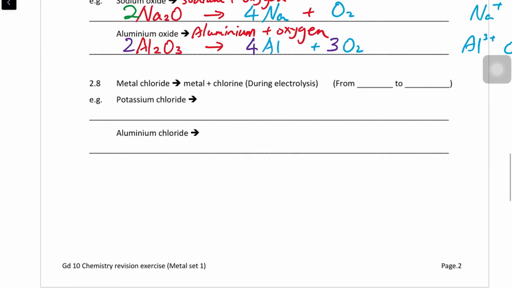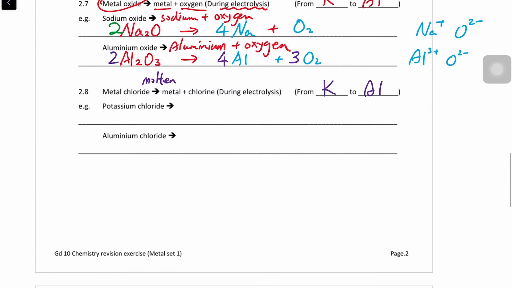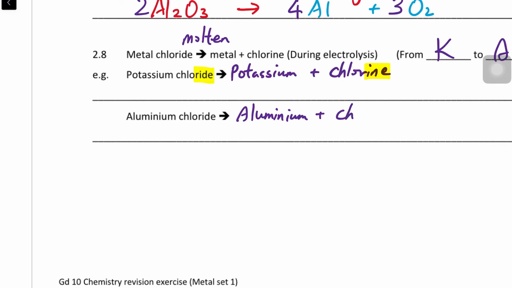And how about those metal compounds which are chlorides? Again, molten state is necessary. And again, this is from potassium to aluminium. So let's see, potassium chloride will become potassium and chlorine. Be careful, the spelling changes. And aluminium chloride will become aluminium and chlorine.